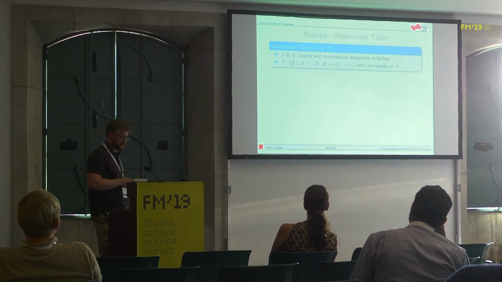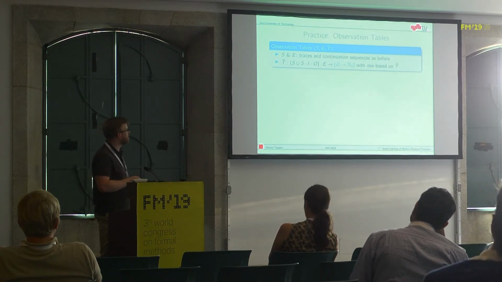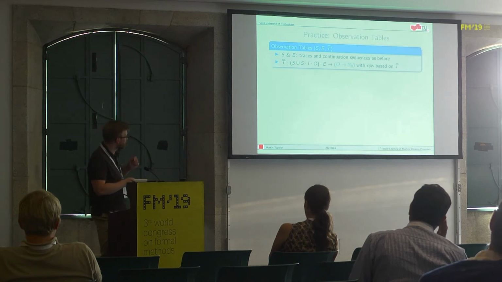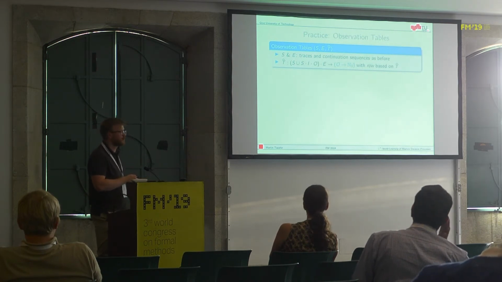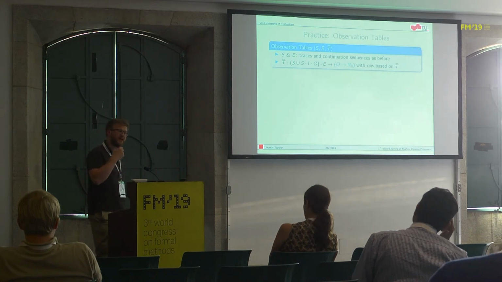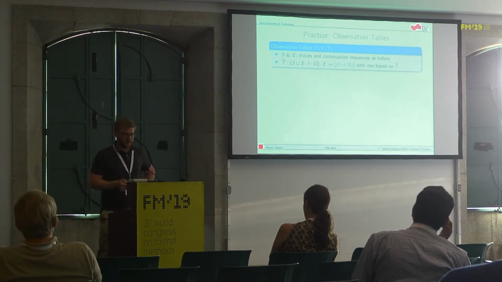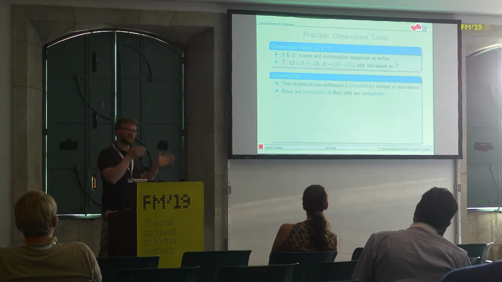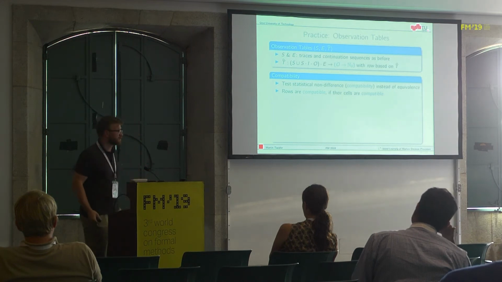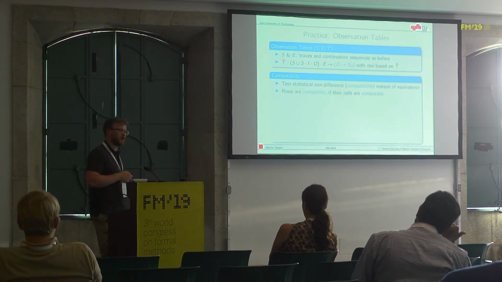We again adapted the observation tables, so now they stayed pretty much the same as for the exact case, but now we map from row labels concatenated with column labels to output frequencies rather than to exact output distributions. So now, because we do not have exact distributions, we cannot check for row equivalence. So we need to statistically check for non-difference between rows. So we need to check for compatibility between rows.